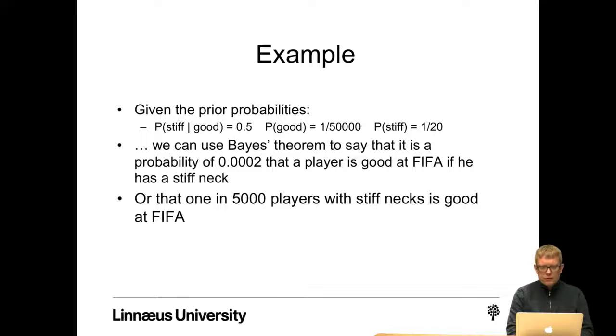So we can use these given prior probabilities and put them into Bayes' theorem, and we can say that there is a probability of 0.0002, a very low probability, that the player is actually good at FIFA if he has a stiff neck. So only having a stiff neck is not a very good indication that the player is good at FIFA. Or if we turn it around, 1 in 5,000 players with a stiff neck is good at FIFA.